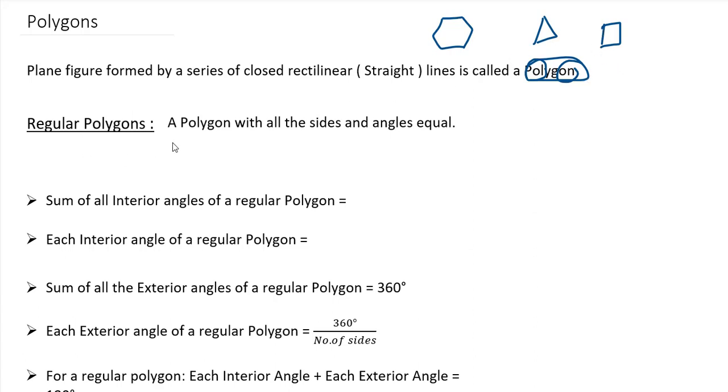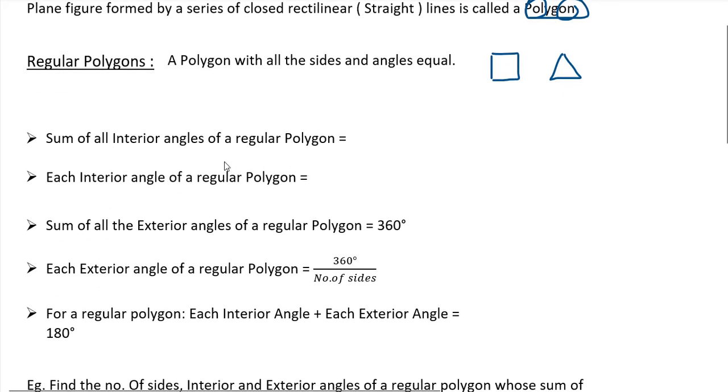Now what is a regular polygon? A polygon with all the sides and angles equal is called a regular polygon. So a square, where all the angles are 90 degrees and all the sides are equal, will be a regular polygon. An equilateral triangle will also be a regular polygon. Let us now see some properties associated with a regular polygon.